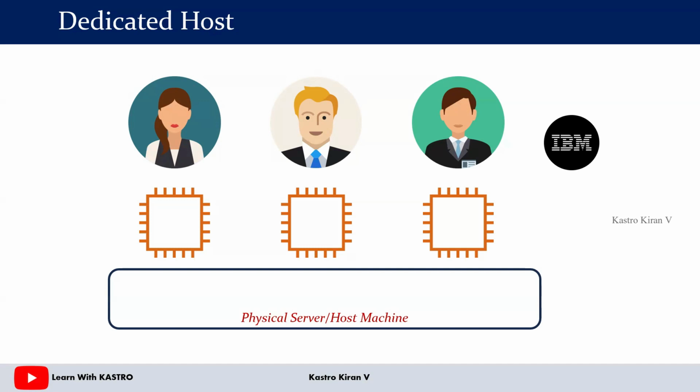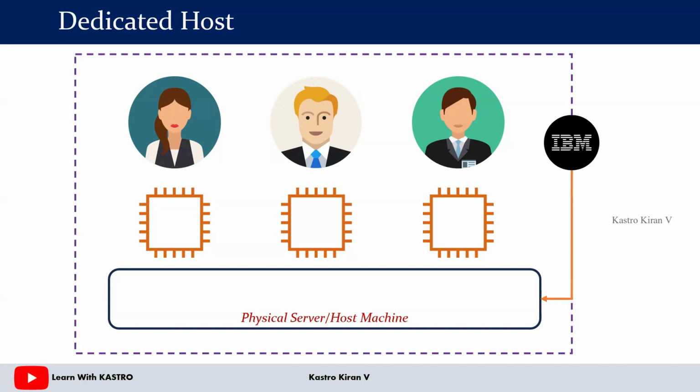Now, let's say that the IBM company doesn't want to use the shared host. Instead, this IBM company is going to buy the entire physical server. Now, what it will tell IBM employees is: we have bought one host server, or one physical server or a host machine. Whenever you want to launch EC2 instances, you are going to launch them on the physical server which belongs to the IBM organization. So here, what is happening? A closed loop is forming here.